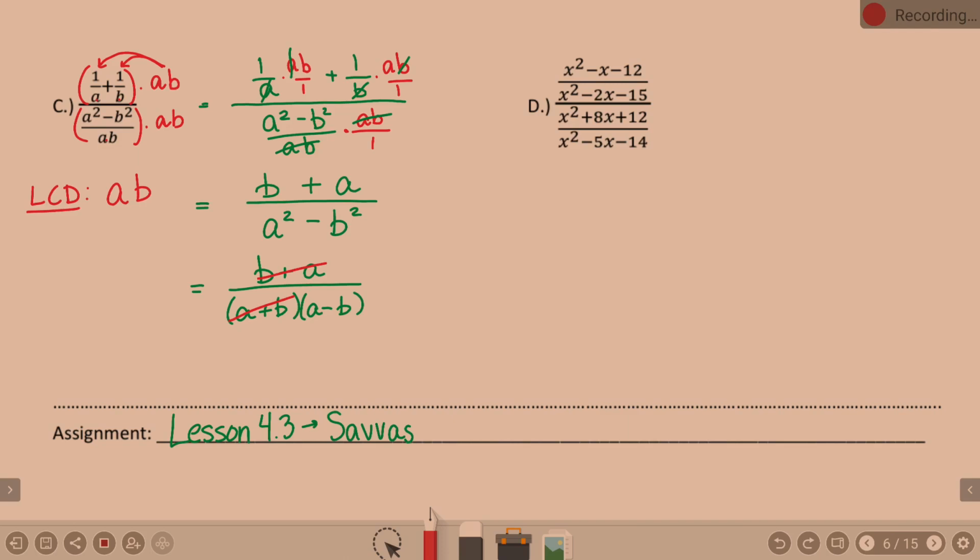Now, what remains as my final answer? What's on bottom? A minus B, that's the easy part. What's on top? When everything cancels, what remains? 1. Yep. Okay. Now, does that 1 have to be there? Absolutely. This is not the same as saying A minus B is my answer. It's 1 over A minus B. So yes, we finally got to one where canceling matters.